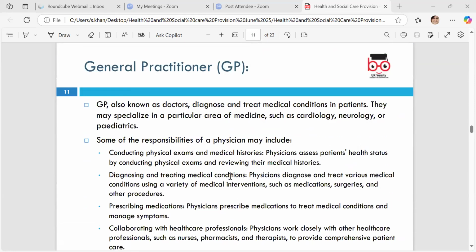Then we've got general practitioners. Now, general practitioners, what are general practitioners? GPs, we refer to them.